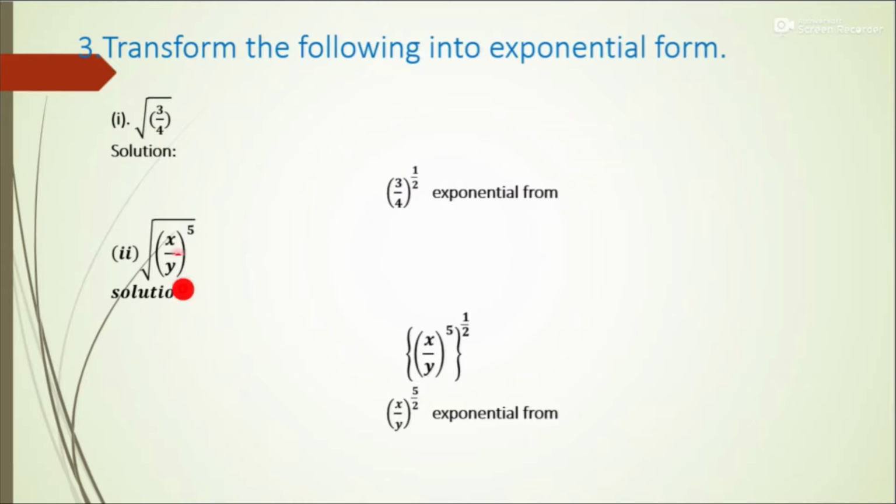Now question number 2, x upon y to the power of 5. First of all we will change the root, whose value is equal to 1 upon 2. Now we change it into exponential form. Now multiply 5 by 1 half, which is equal to 5 upon 2. This is called exponential form.